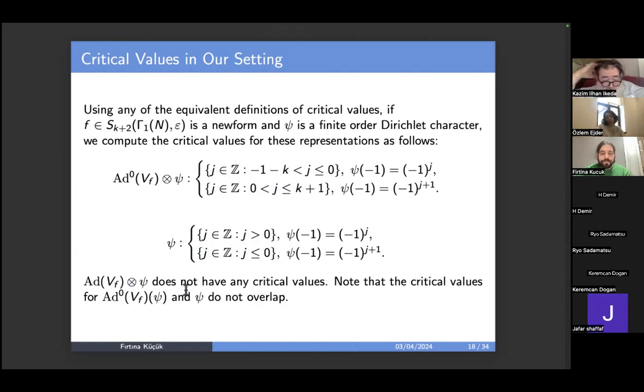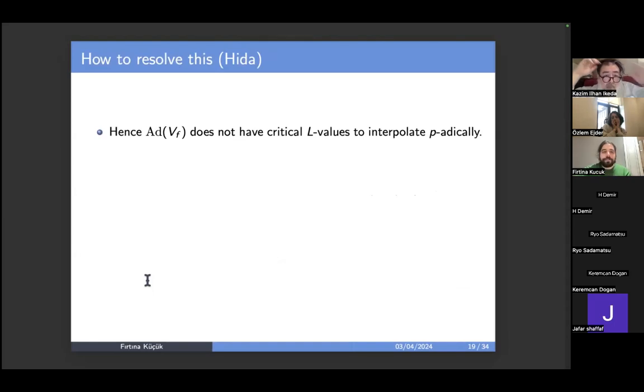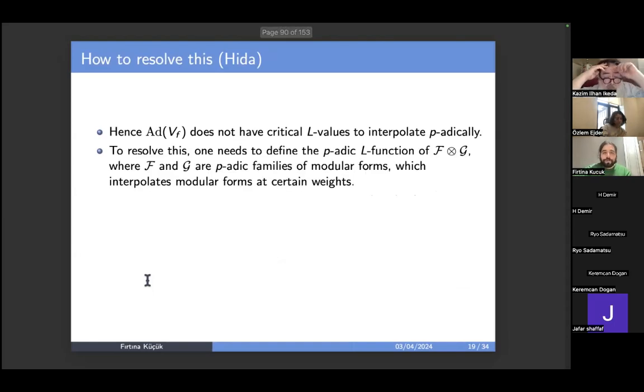And so that will be a problem, because if we don't have critical values for this, how will we even define the p-adic L-function for this? And Hida's idea for this is as follows. If we interpolate, we can put certain modular forms into p-adic families as well. And they will interpolate modular forms at certain weights.